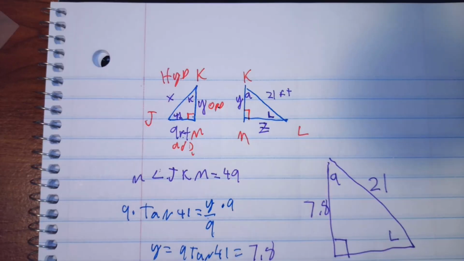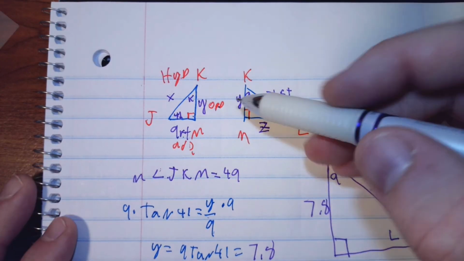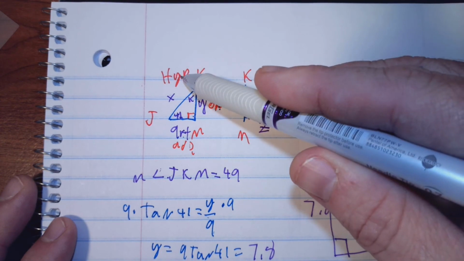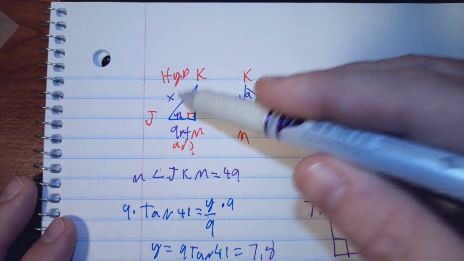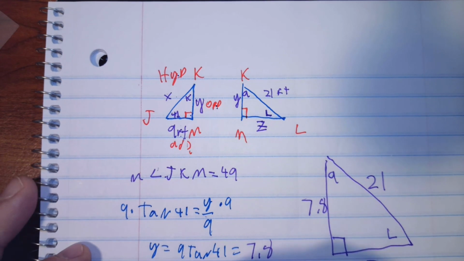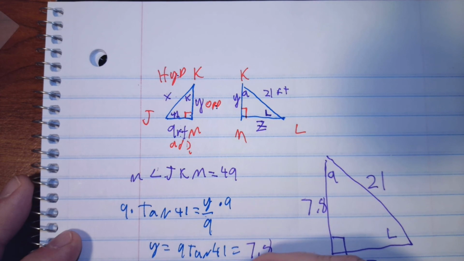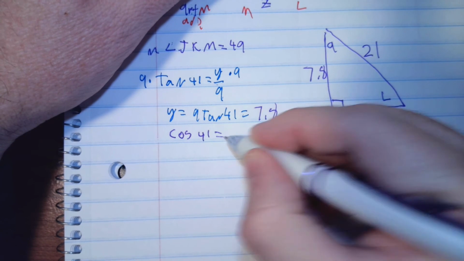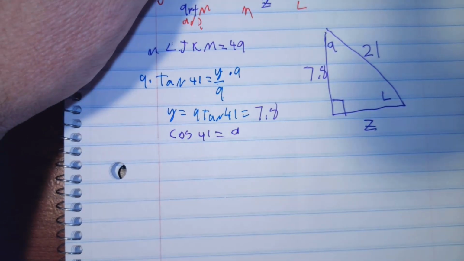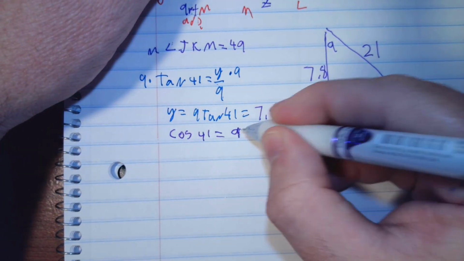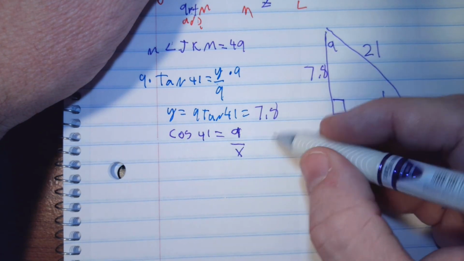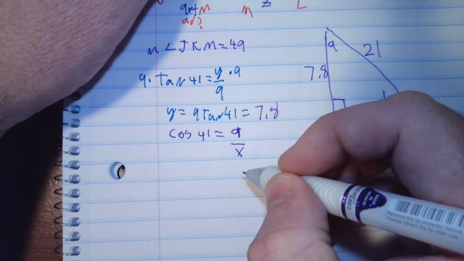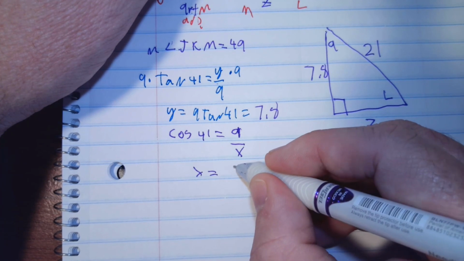I want to refocus it, which I know is super annoying. All right, good. It just looked off to me. So that is opposite over hypotenuse. No, I got this 9, so let's do adjacent over hypotenuse. Adjacent over hypotenuse is cosine. So cosine of 41 is going to be equal to 9 over X. That is adjacent over hypotenuse. Okay, so we need to switch places. So we get X equals 9 over cosine 41.